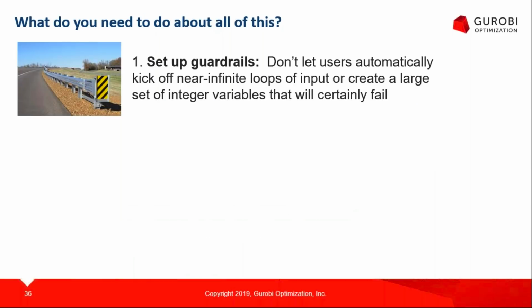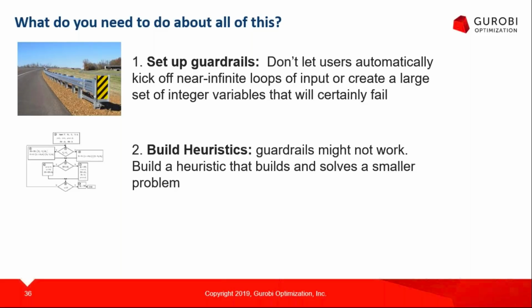So I think there's 4 different strategies to think about. The first one is set up some guardrails. So this is like our first one. Just let the user, like in the first example, only enter up to 1 digit, so only enter up to 9. Don't let, in the set covering, the users kick off these near infinite loops of input. So set up these guardrails. That's one approach. Users tend to hate guardrails, or can hate them, like we saw in the first example.